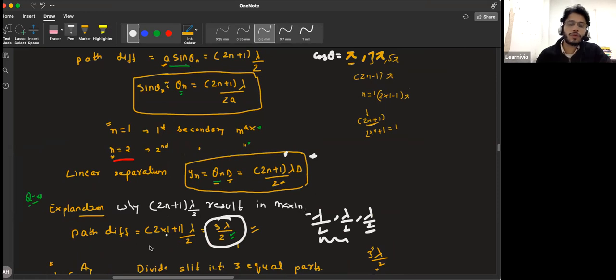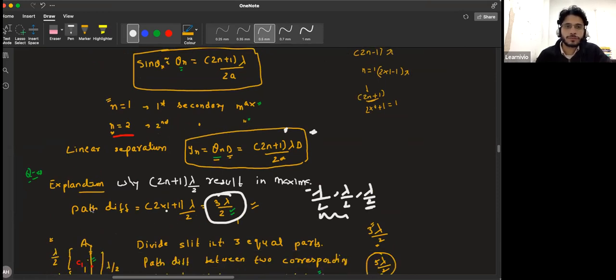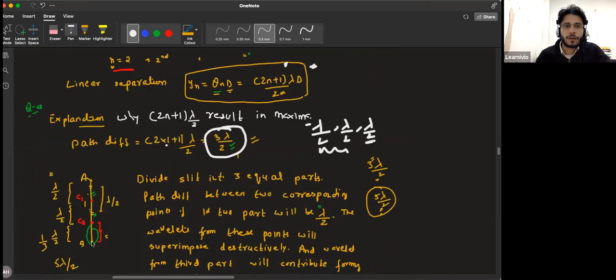So to explain it, what we do, this is your slit. If I take a point here and a point here. Let's discuss the first maxima. For first maxima, n will be equal to 1. If you put n equal to 1 here, then the path difference becomes 3 lambda by 2. So this is your slit, AB. Waves coming from points A and B will have a path difference of 3 lambda by 2.